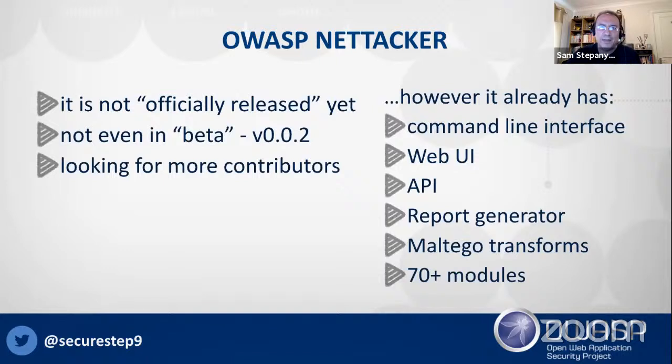Having said all that, OWASP Nettacker is not a mature tool yet. It's not officially released yet. It's not even in beta. Its current version is version 0.02. And we're always looking for more contributors and people who can help enhance Nettacker. I will be speaking about it a little bit later. But what is great about Nettacker is that it has a command line interface. It has a web UI, which is very useful. It has an API as well if you want to control your scans using the API. It has a report generator. It has multi-go transforms, and currently it has over 70 modules.